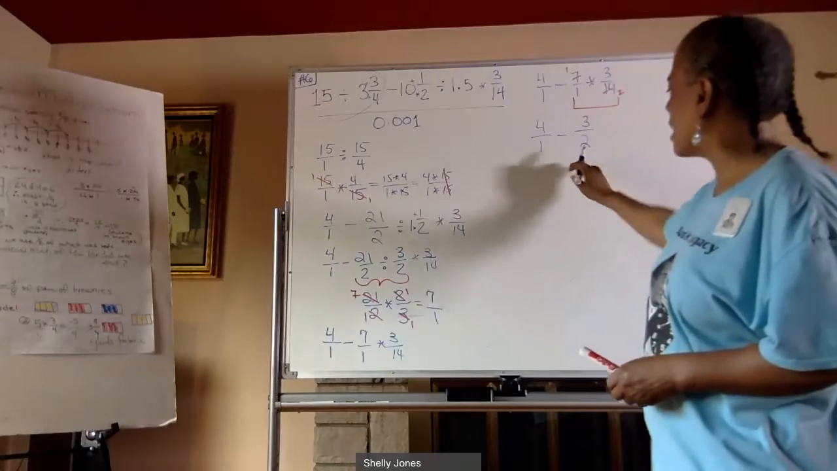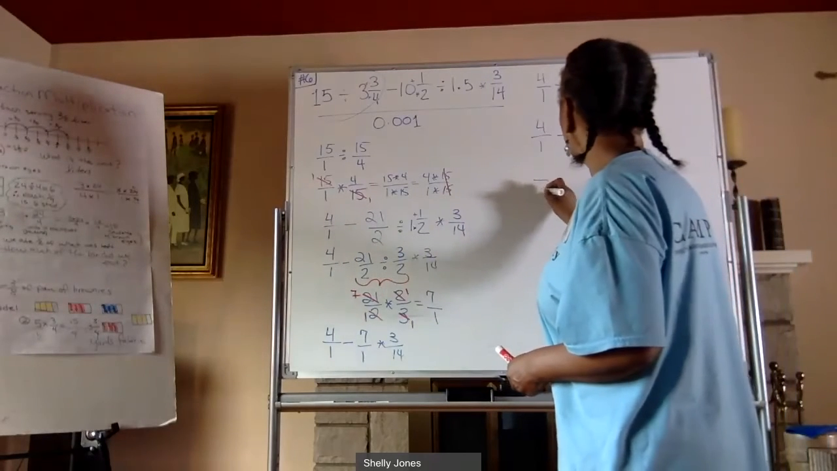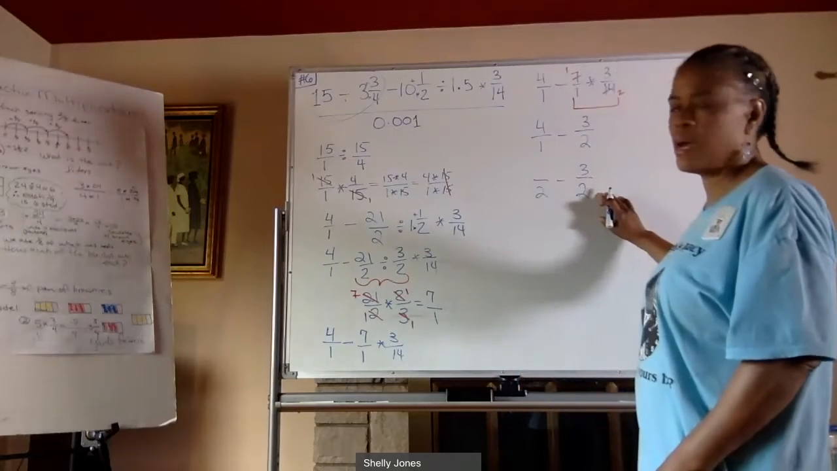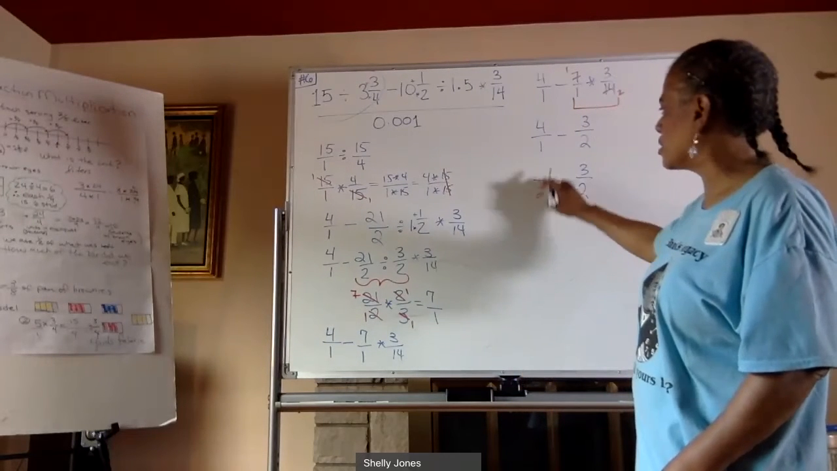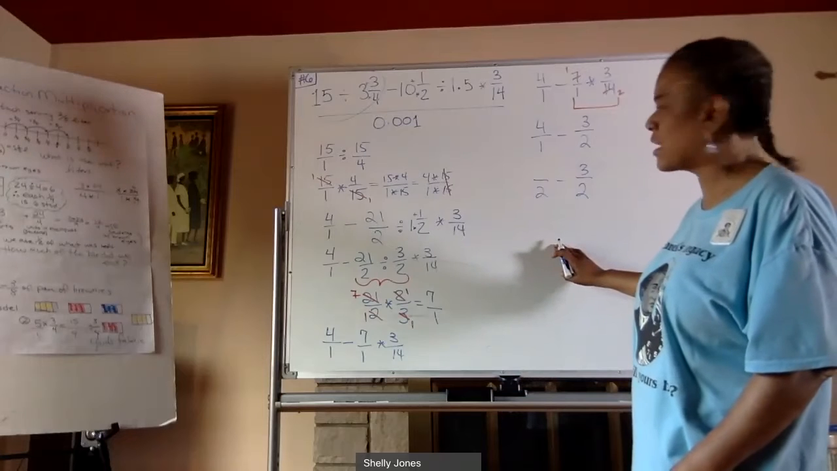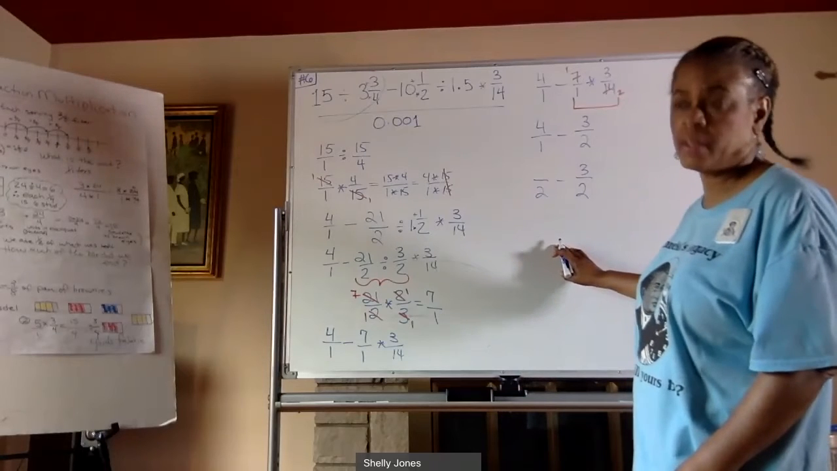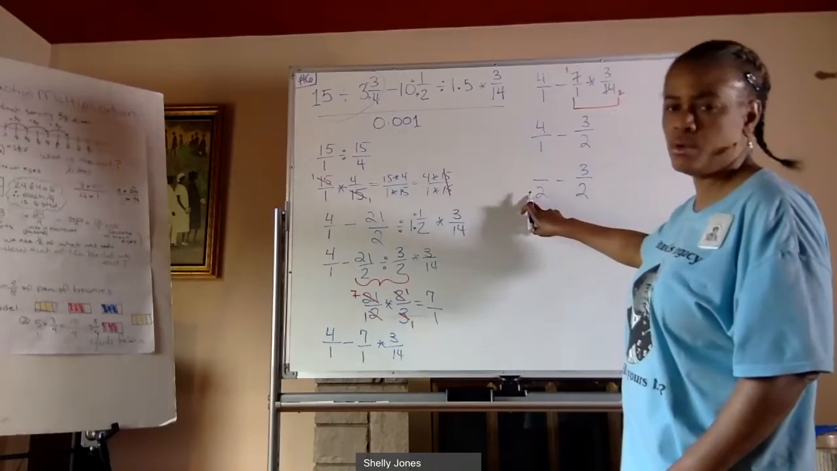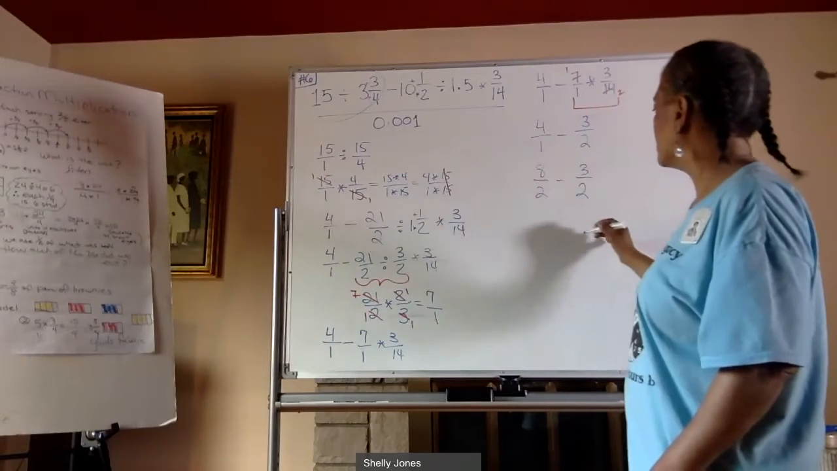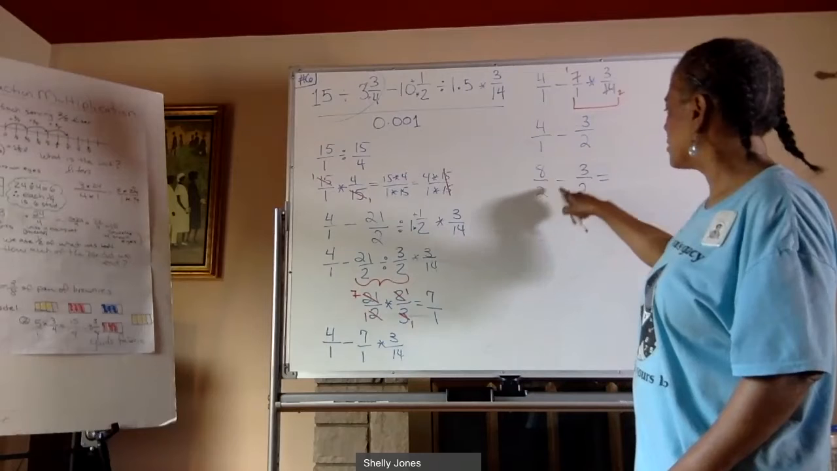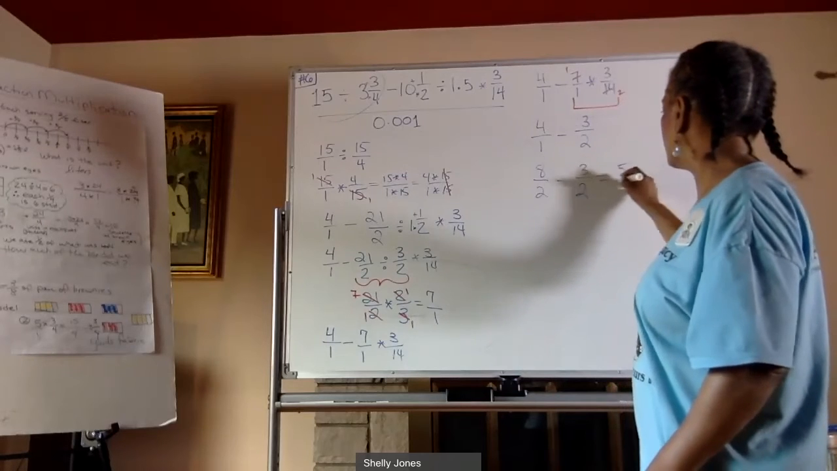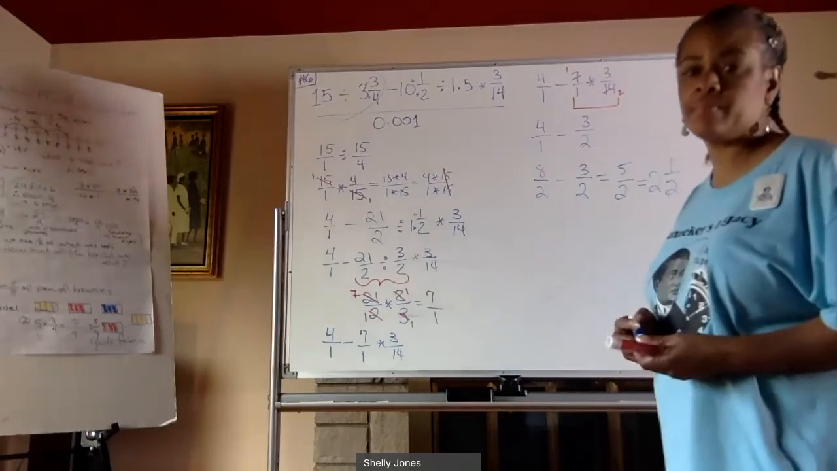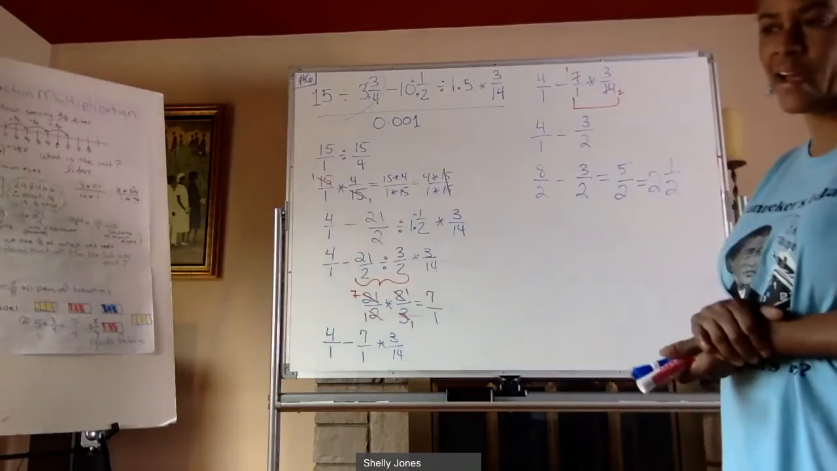So if I want to make a common denominator of 2, 3 halves already has that common denominator. So I have to change the 4/1. I have to find an equivalent fraction. 4 over 1 is equal to what over 2? All right, let's see. 1 times 2 is 2. So 4 times 2 is 8. And 8 halves minus 3 halves equals 5 halves. What does 5 halves equal? 2.5.